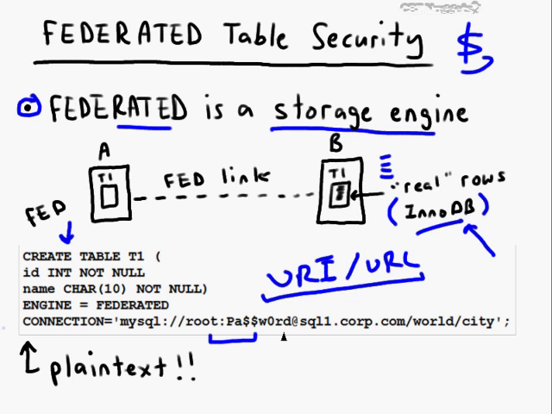@ is our separator. And then we have our remote server name, in this case sql1.corp.com. That's obviously server B. And then we're pathing out to the target database and then the target table. So city really should be T1 in this case, but I think you get the idea.